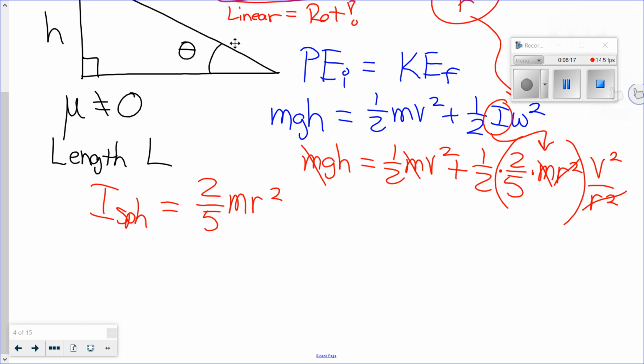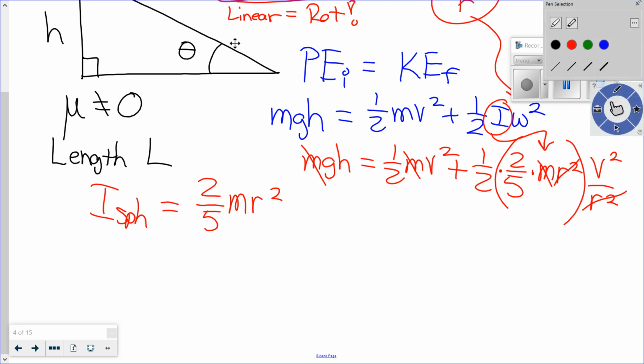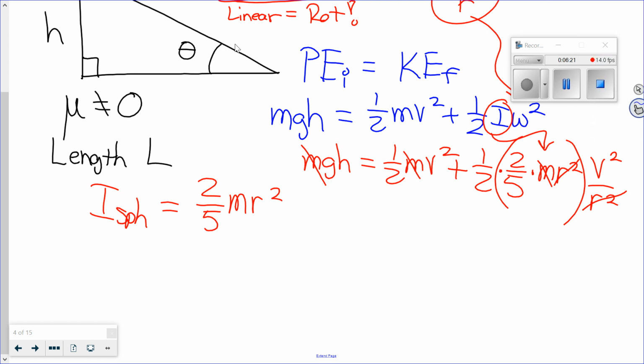Okay, let's condense everything. So I have GH, whoa, really big. Can you see that? I have 1/2 plus 1/5, so it should be 10 over 7 V squared. Nope, 7 over 10, sorry. Getting ahead of myself. I had to, because I make a common denominator that's tenths.